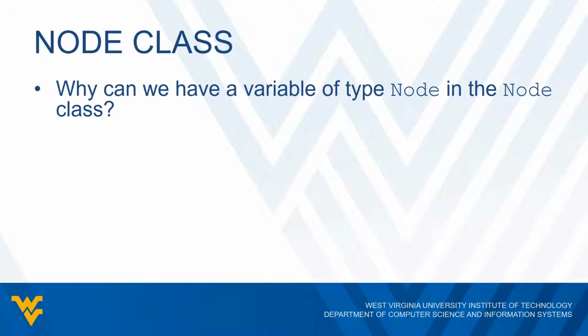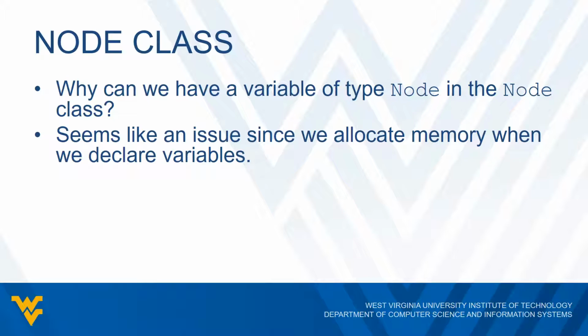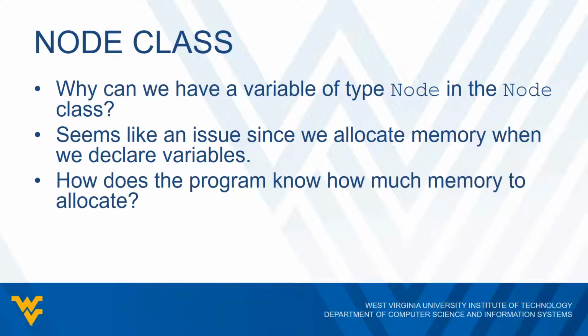Why can we have a variable of type node in the node class? We have this node class and we have a variable of type node in there. It seems like this should be a problem whenever we allocate memory and declare the variables, because how do we know how much memory we need to allocate? If I allocate memory for an object in the node class, and then I allocate memory for this node variable, this next variable, how much memory am I going to need for all that?